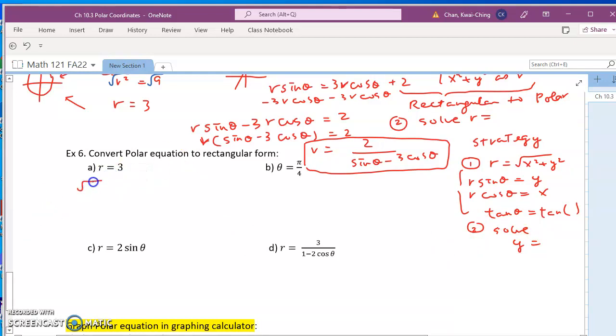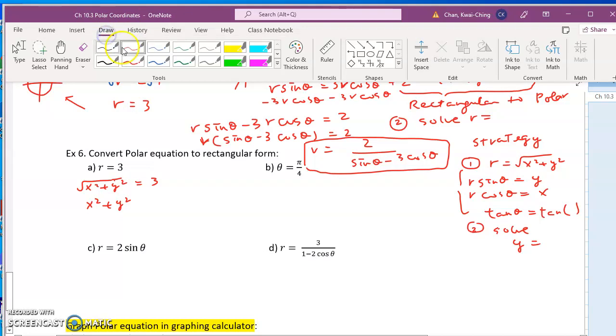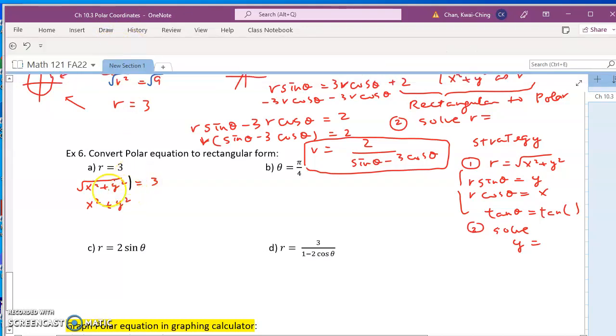So r is the square root of x squared plus y squared. I don't have any theta, so I just write it this way, equal to 3. And then I don't like the square root, so I square both sides. So it becomes x squared plus y squared equal to 9. So this is the same as what we did last one. They're both a circle of radius 3.